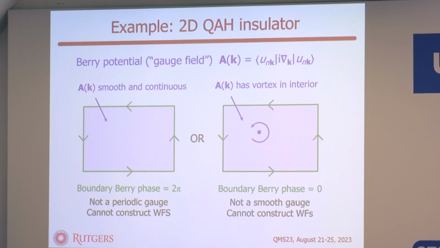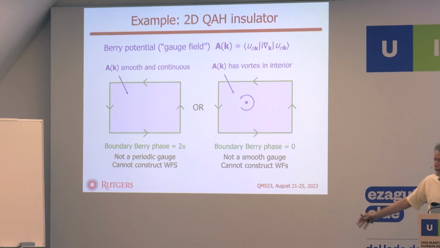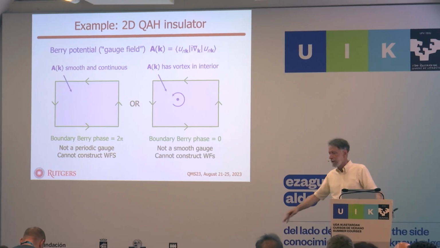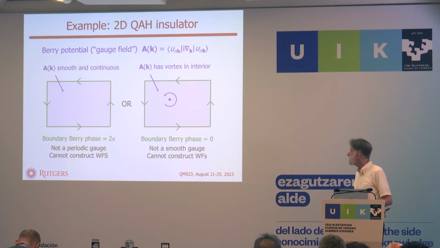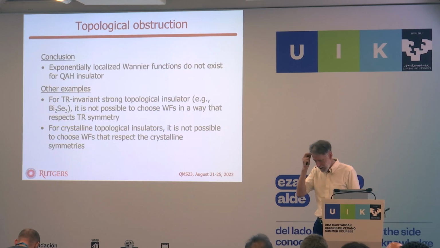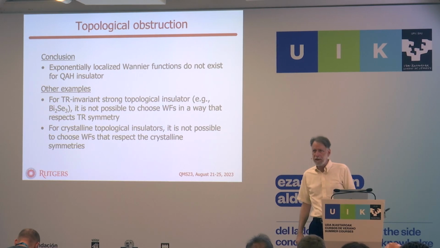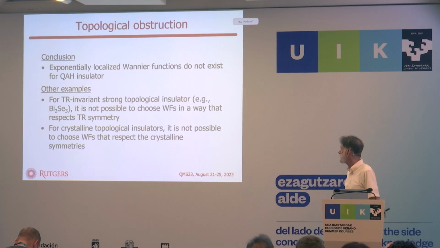And so in either case, you could go ahead and try to do a Fourier transform and construct Wannier functions, but since you have a singularity in k-space, that's a very localized thing in k-space, it makes the Wannier functions have a very poor localization, just power law tails, like 1 over x. And so then you can't do anything with them. So that's basically a hand-waving demonstration that in the presence of a topological index, you can have a topological obstruction to the construction of Wannier functions. And that's what happens in the quantum anomalous Hall case.